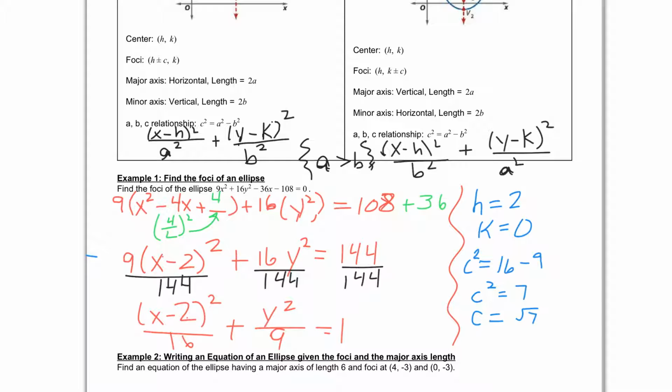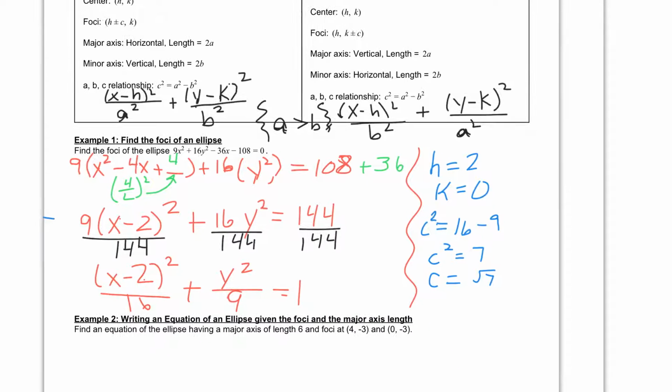So then my foci, I will have two of them, so one where I'm adding and one where I'm subtracting. So I have h plus the c value, the square root of 7, comma my k value, which is 0. And I have h minus my c value, which is the square root of 7, comma my k value, which is 0. These right here are my two foci.